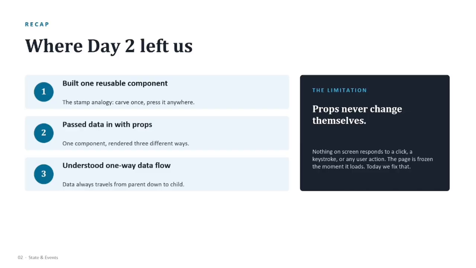So before we jump into the new topic, let us quickly look at where we left off in the last video. If you remember, in the second video we built a reusable component. We passed data into it using props and we understood one-way data flow. That is, data always moves from parent to child.